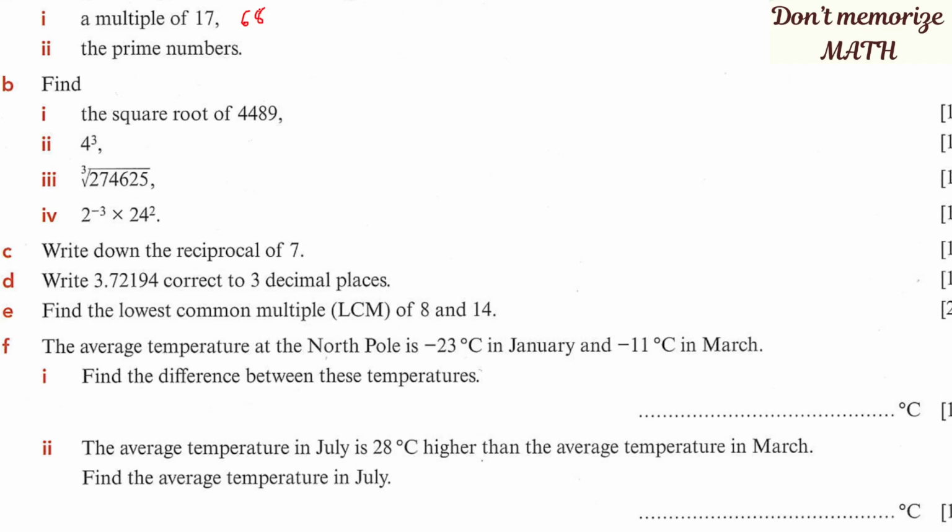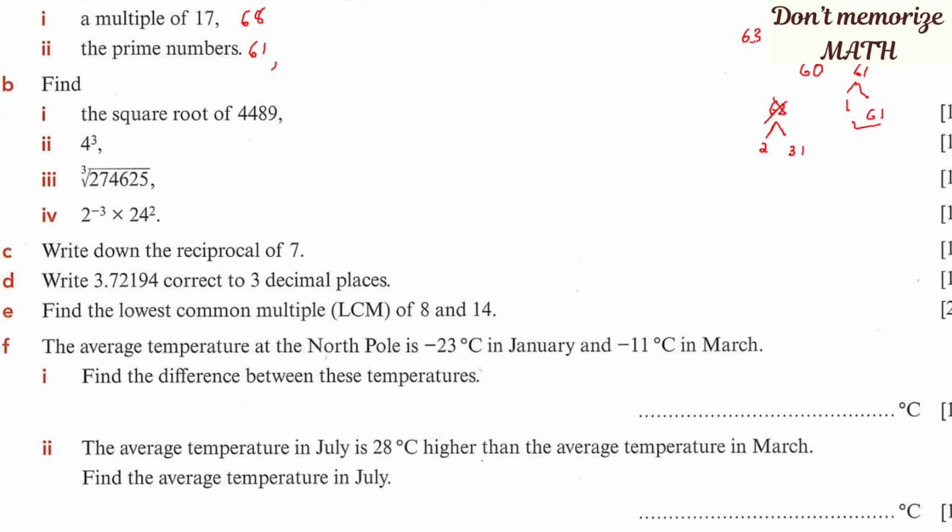Then prime numbers. We need to write all the prime numbers. It is a 2 marks question. So 60 to 75. Is 60 a prime number? No, never. It is an even number. In the even numbers, only 2 is a prime number. Then what about 61? You cannot split 61 in any way. Only 1 times 61 is possible. So 61 is a prime number. What about 62? Yes, you can split because it is an even number, like 2 times 31 is 62. So 62 is not a prime number.